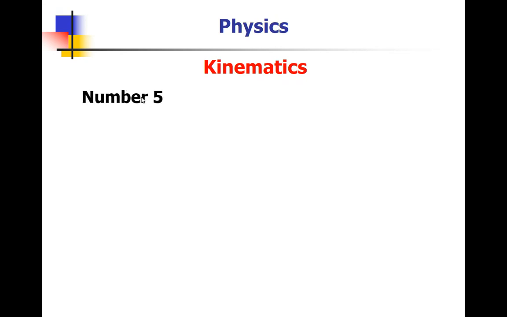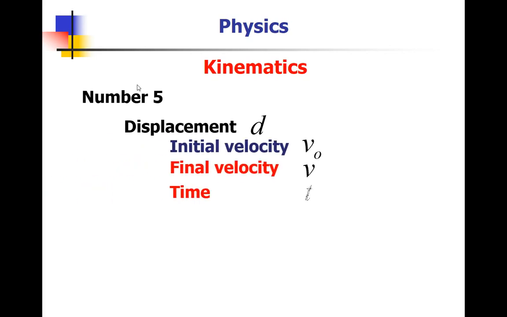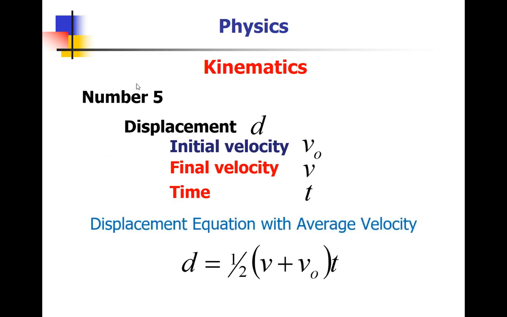We have our fifth kinematics equation. Now this one is seldom used. It works only in one specific situation, and I prefer to use the others whenever possible. This is another displacement equation. It will let me find displacement if I know the initial velocity, the final velocity, and the time. This equation is the displacement equation with average velocity. D is 1/2 (v plus v naught) t, where by definition (v plus v naught) divided by 2 is the average velocity.